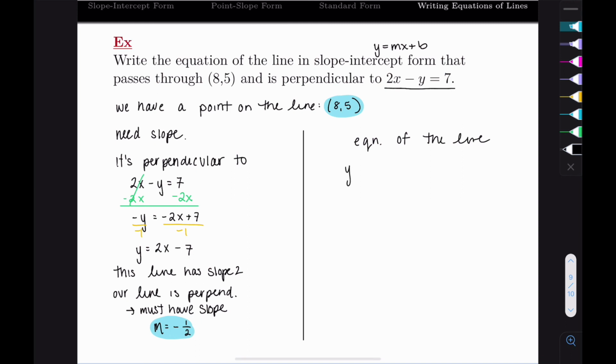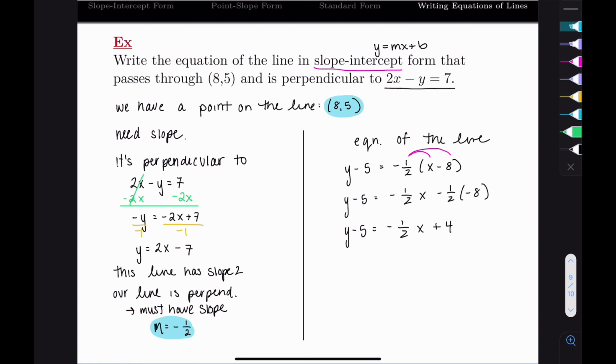So we take y and subtract the y coordinate. It equals our slope times x minus the x coordinate. But I've got to put this thing in slope-intercept form. So let's go ahead and distribute this negative 1/2. Gives us y minus 5 is negative 1/2 x. And then we're going to take negative 1/2 and times it by negative 8. So it's y minus 5 is negative 1/2 x plus 4.